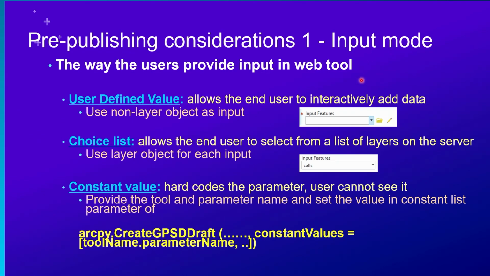If you run from ArcGIS Pro, you'll notice for each parameter the 3 input modes: user-defined, choice list, or constant. Now, in previous slides, I mentioned that you need to expose your input as a parameter. When running a script tool or model tool in ArcGIS Pro, the way the users provide the input depends on each parameter data type. But when running as a web tool or GP service, the way to provide input is different. It doesn't depend on your original data type.